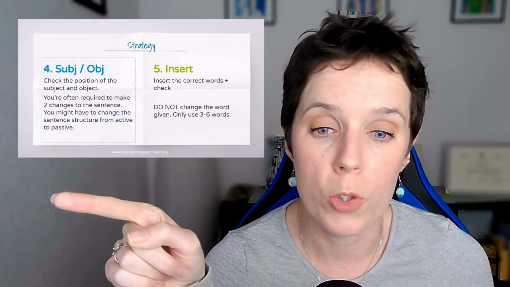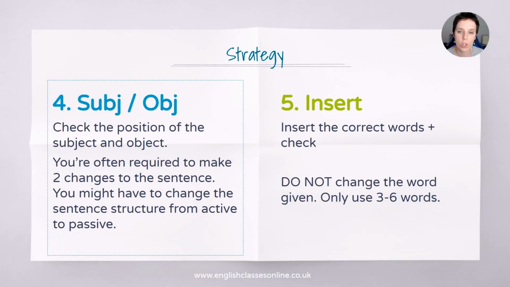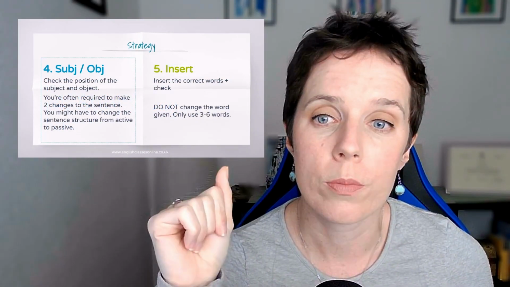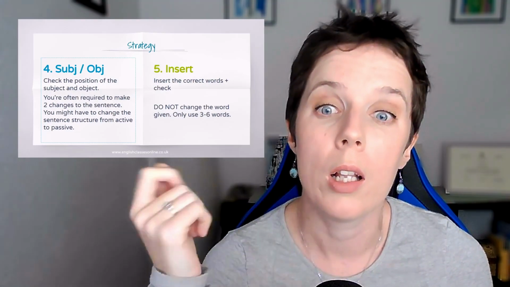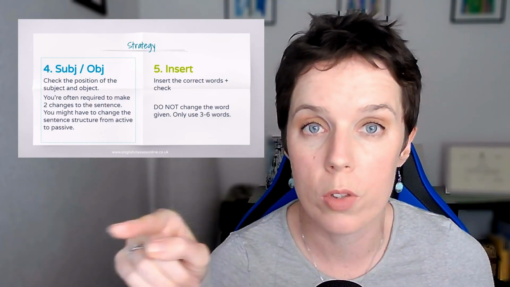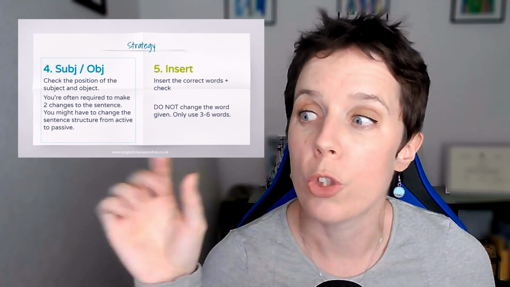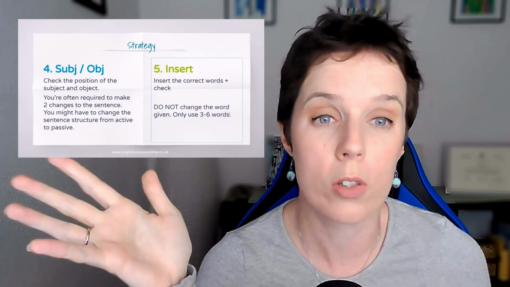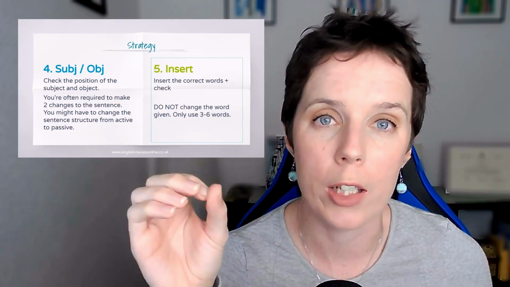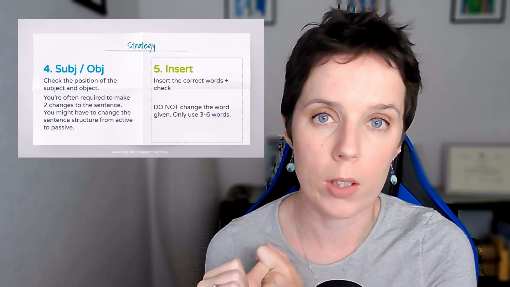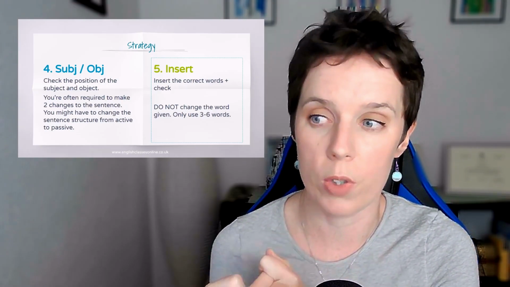Okay, step 4. Look at your subject and your object, always, okay? Check the position of your subject and object. You're often required to make 2 changes to a sentence, usually a grammar change and a vocabulary change. So make sure you're checking where your subject and object are. Like we said before, you might have to change to a passive form. If your object moves to the front of your sentence, it might be a passive form. So always check the structure of your sentence. And then step 5 is to insert, hopefully, the correct words, and then check. Make sure you check everything, okay? In particular, spelling. A lot of people lose marks in spelling on this task, so definitely check your spelling.